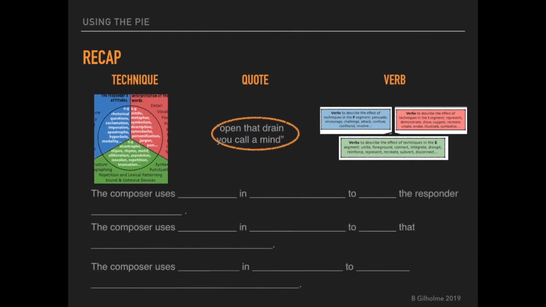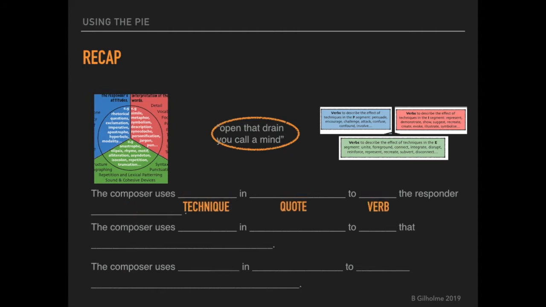I've got those three here. You'll see that they're all very similar. The only thing that really changes is the very end of the sentence. In all of them, you've got your technique after "the composer uses," then you've got your quote, then you've got your verb. The difference is that in the first one, for the P segment, it's the goal.